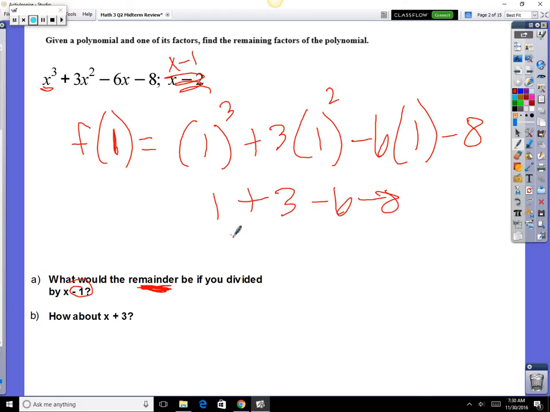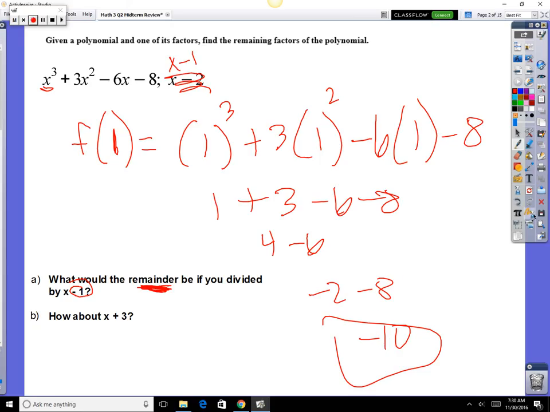So this is what we got. 1 plus 3 minus 6 minus 8. 1 plus 3 is 4. 4 minus 6 is a minus 2. Minus 2 minus 8 is a minus 10. So this remainder, A, you end up with a minus 10.